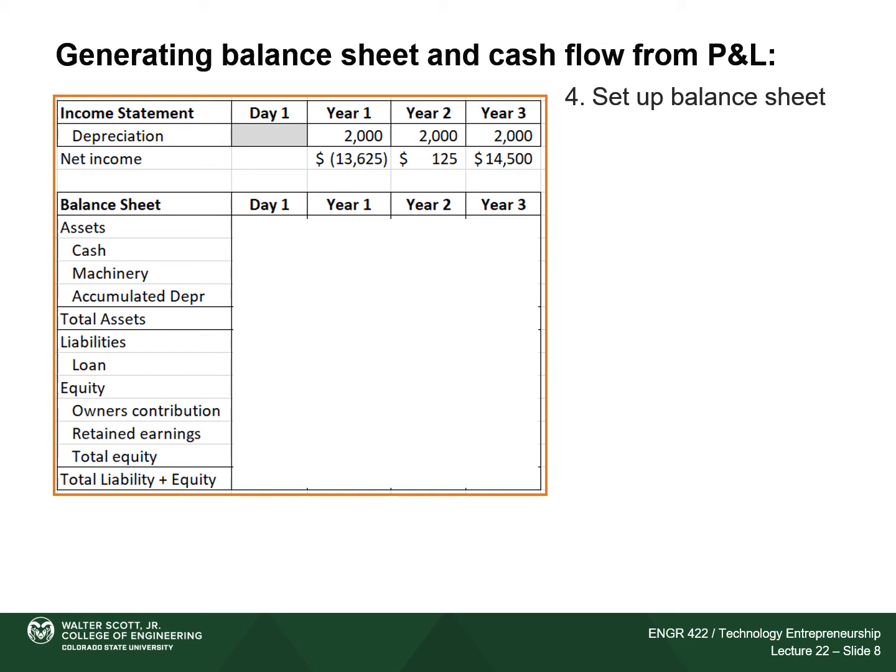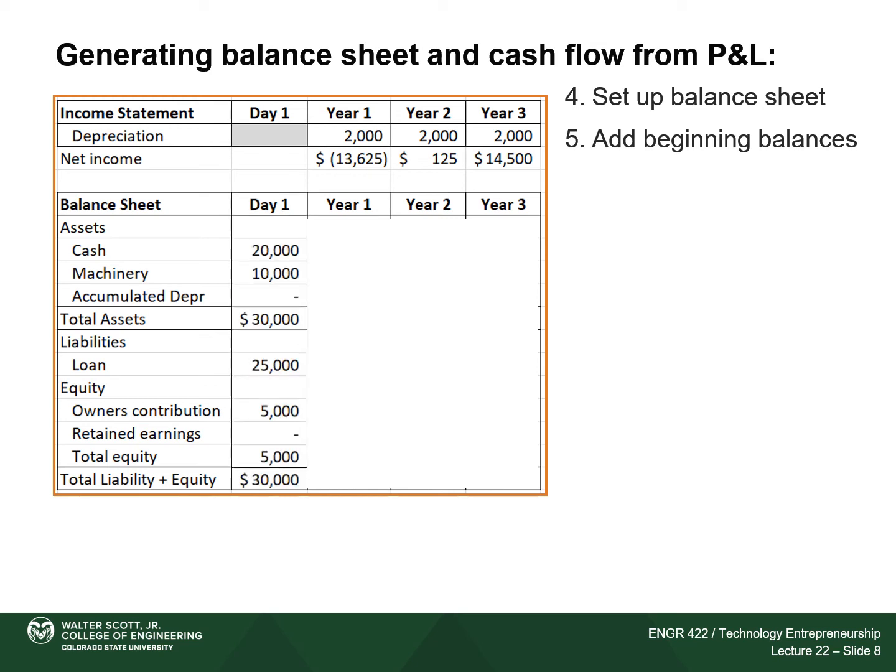So now that you've set up the balance sheet, the next thing to do is to add your beginning balances. Those are what values you will have for each of the items I just mentioned during the first day when you open up. And here is an example. Notice that the total assets equals the total liabilities and equity. The business is starting out with $20,000 worth of cash and $10,000 worth of machinery for a total of $30,000.